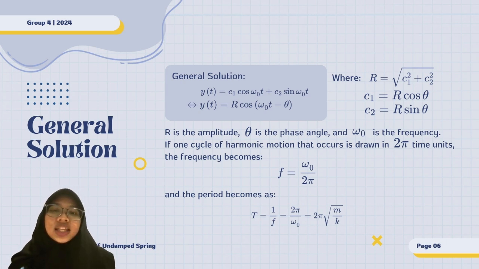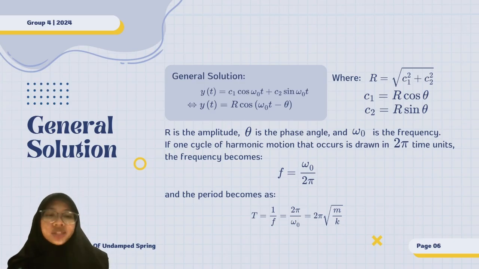And if one cycle of harmonic motion that occurs is drawn in 2 pi time units, the frequency becomes f = omega_0 over 2 pi, and the period becomes T = 1 over f, and we will get 2 pi over omega_0, or we can form it as 2 pi square root of m over k.